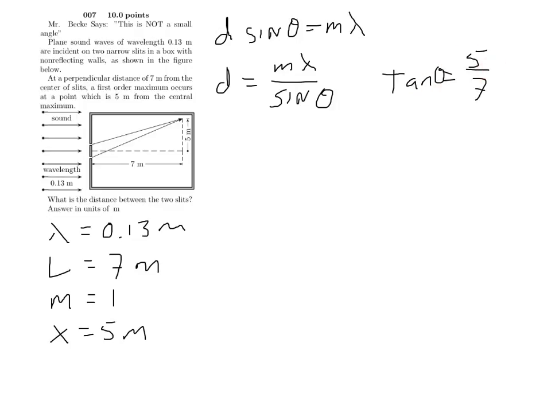So by combining this, this is how you work a not small angle answer out of a double slit experiment.